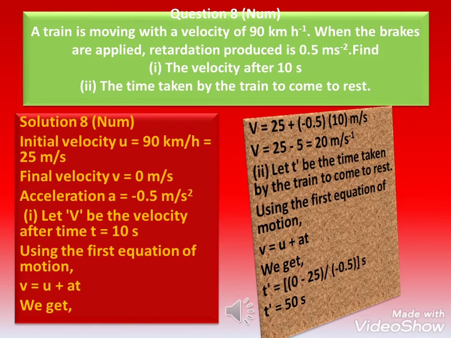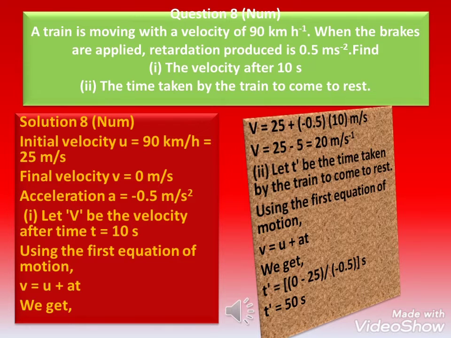And solution for the first question, let v be the velocity after time t equal to 10 seconds. So using the first equation of motion, v is equal to u plus at, and by substituting the values for u, a and t, we will get final velocity v is equal to 20 meter per second.